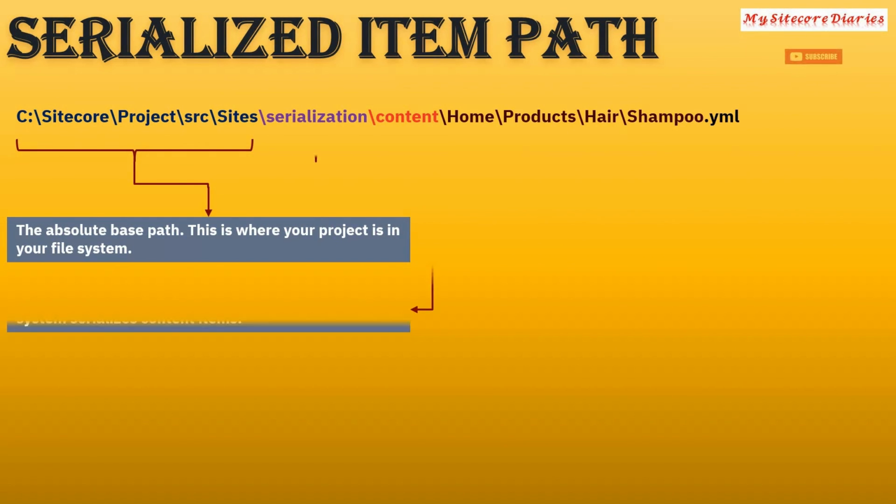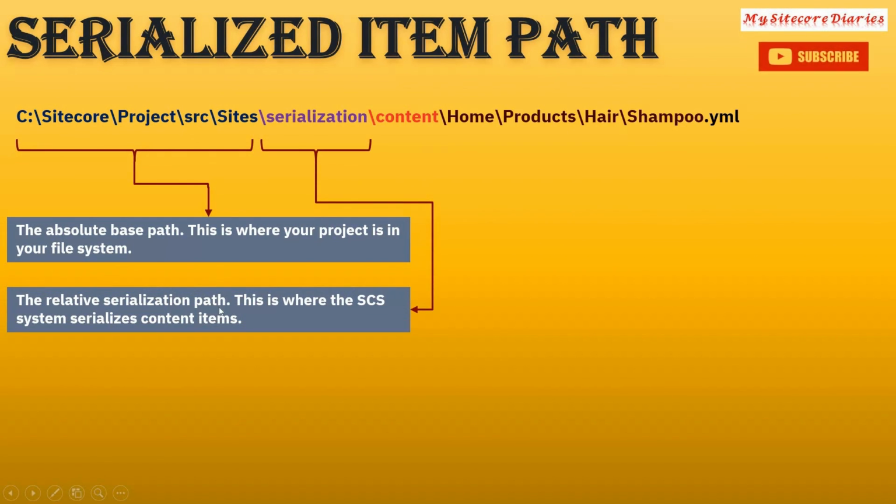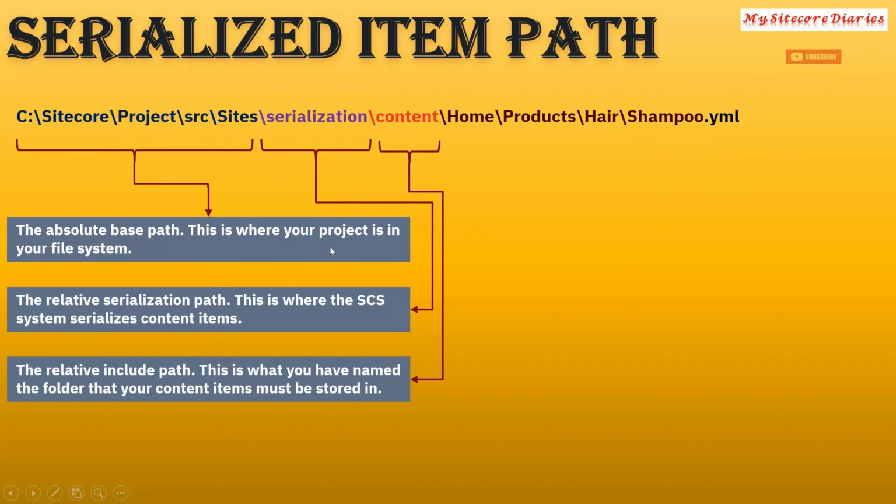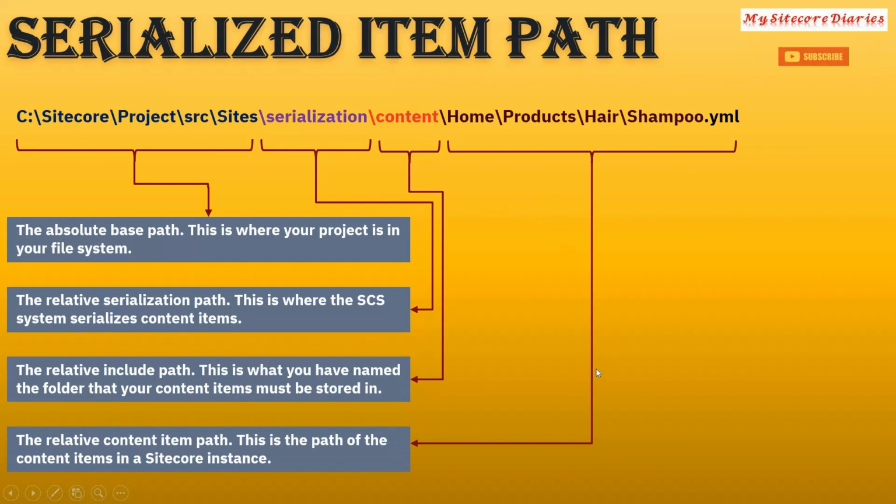Then you have the serialization. This is the relative serialization path that we checked in the last slide. This is where the SCS system serialization content tree item starts. Then this is content, which is basically a folder. This is the relative include folder, the folder name that you have given where your content items must be stored. Then you have the item path here: home, products, hair and shampoo.